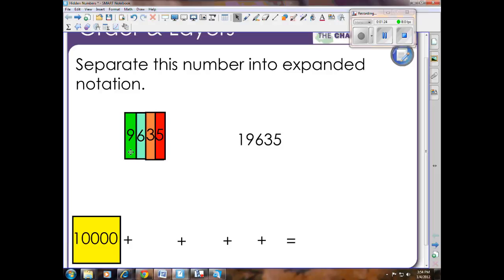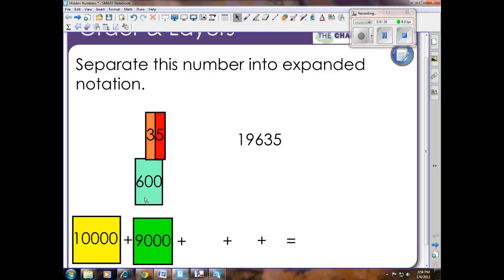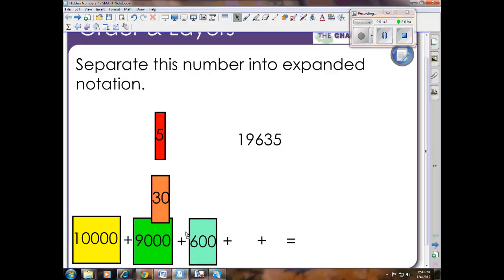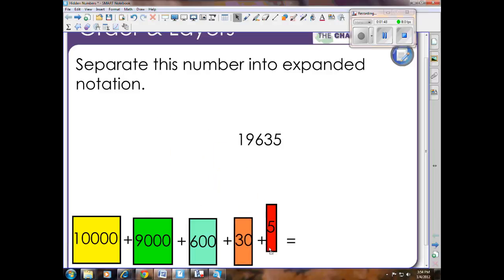If I grab the 9 and pull it out, you'll see that there's actually 9,000 units represented. The 6, there's 2 places after that, 600 units represented. The 3, 30 units represented. And the 5, 5 units represented. So when we combine these all together, this is an expanded form of 19,635.